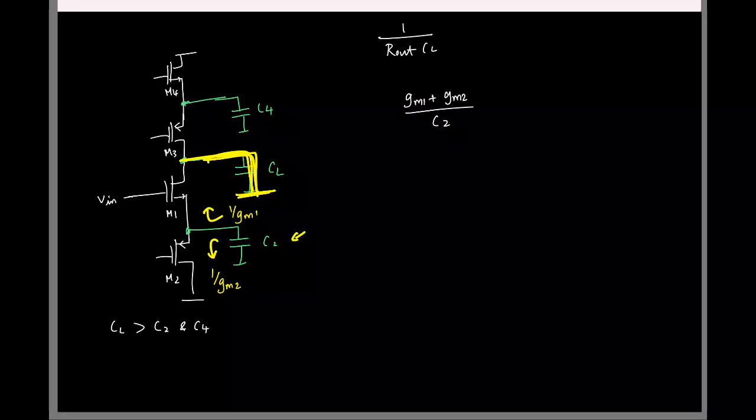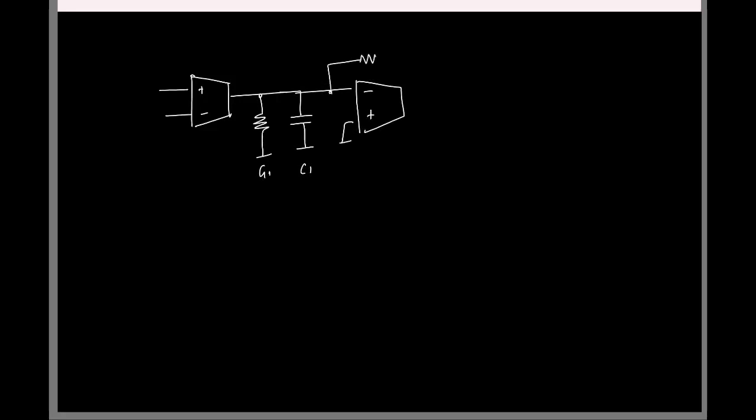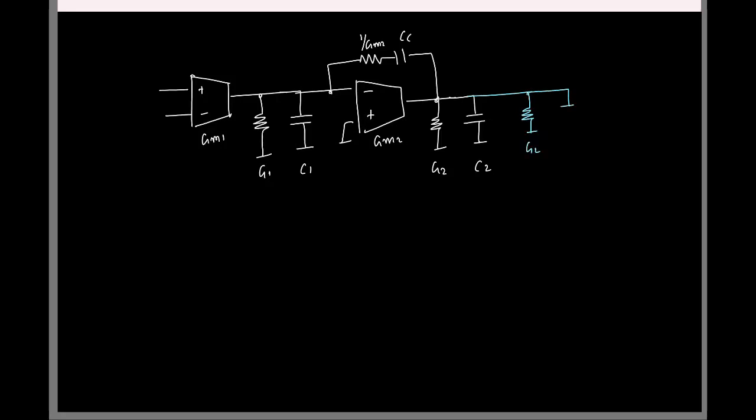Okay, cool. So let me move to the third question. I think the third one was an easy scorer. Most of you got it right. So G2 C2, and this was 1 by Gm2 Cc. And I also mentioned that this OTA is driving a load conductance GL and the load capacitance CL.